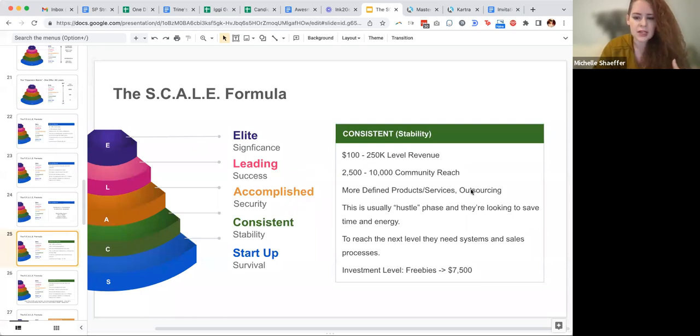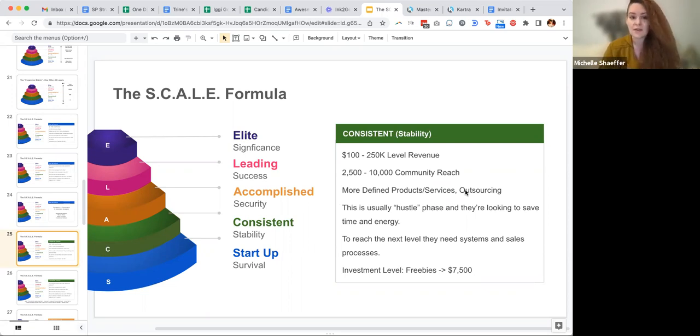And the reason I'm mentioning things like more defined products and services, if you're qualifying your leads, know what you're looking for. If somebody is selling their time for money in packages, they're more likely at a lower level, especially if it's one off. If they have very defined packages, defined services, they're at a little bit higher level. So those are some of the indicators you can look for. This is a hustle phase.